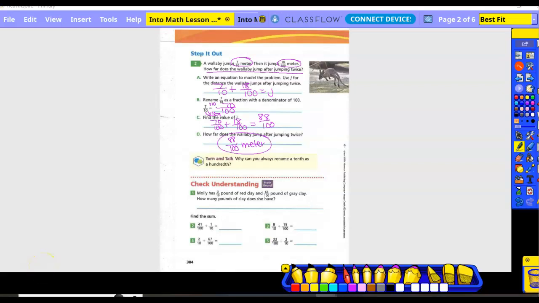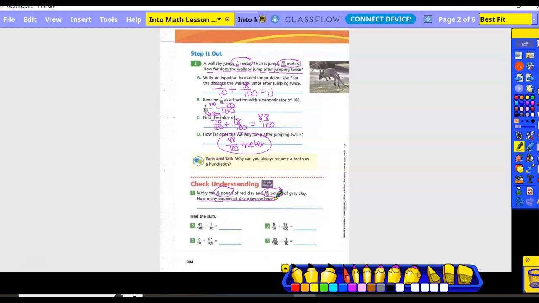Check understanding number 1. Molly has 3/10 of a pound of red clay and 63/100 pounds of gray clay. How many pounds of clay does she have? So we're going to pull out 3/10 of a pound, 63/100 of a pound. How many pounds of clay does she have? So are we adding, subtracting, multiplying, or dividing? We're going to add, okay? But can I just go ahead and add 3/10 plus 63/100? No, because they do not have a what? A common denominator. So we need to get a common denominator.